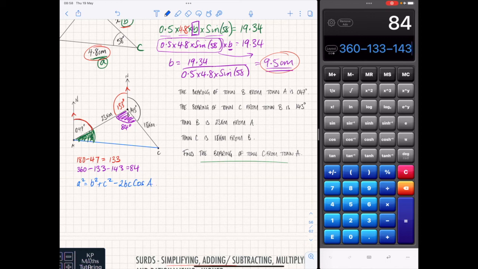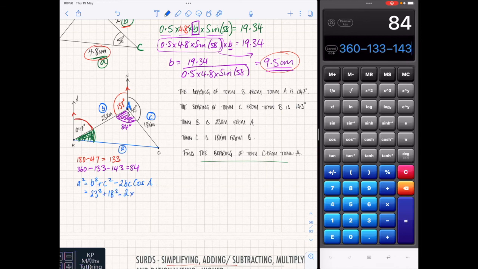I can now substitute in what I know. So a is what I'm trying to find, so that's going to be this blue line, which means this angle here becomes capital A. B and C don't matter, so B and C are either side. They're my two slices of bread in my angle sandwich. So therefore I then go b squared, so 23 squared, plus 18 squared, minus 2 times 23 times 18 times cos 84. And I type that into my calculator.